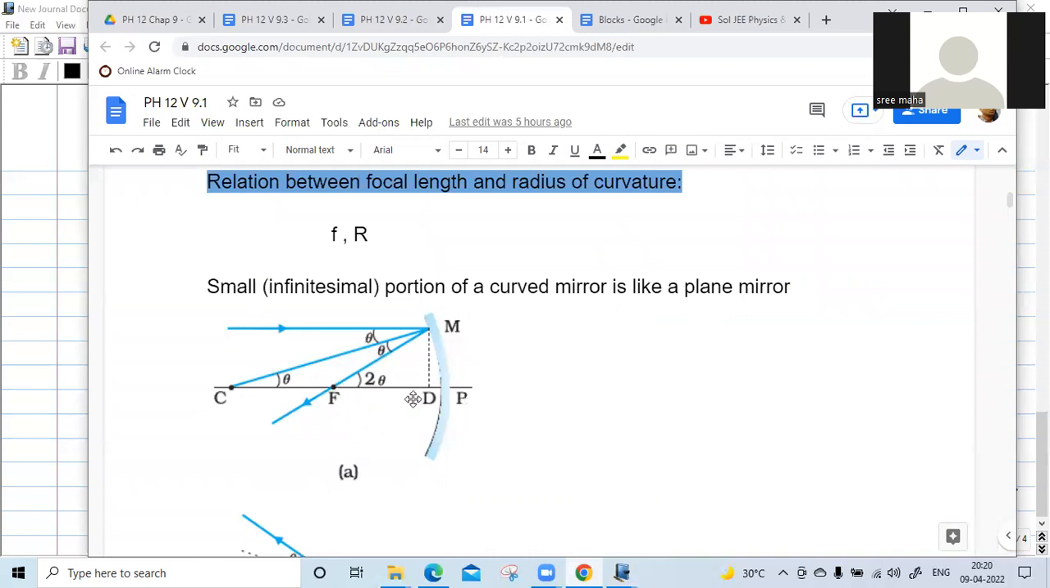This is the focal length and this is the radius. That is approximately valid, and it's a good approximation. F equal to R by 2 is not strictly correct, but it's approximately correct. It's a good approximation under what condition?